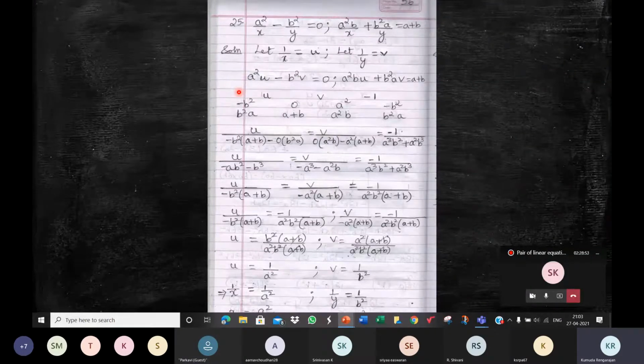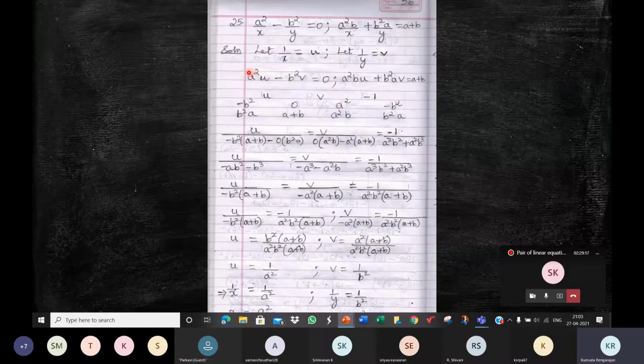Now this polynomial is given to you: a square u minus b square v. Now tell me, say we are in 9th standard. What is the degree of this polynomial? 3. The degree of this polynomial is 3 because you'll have to take up every term.